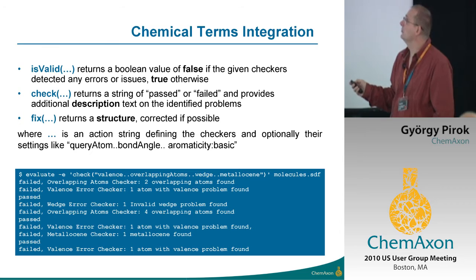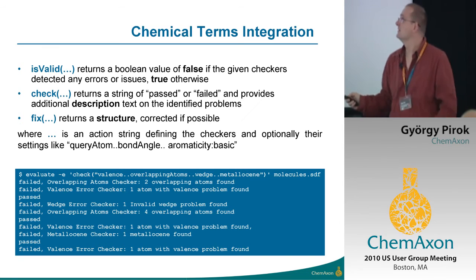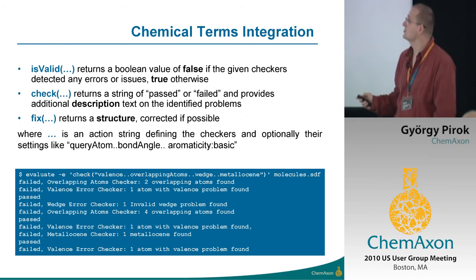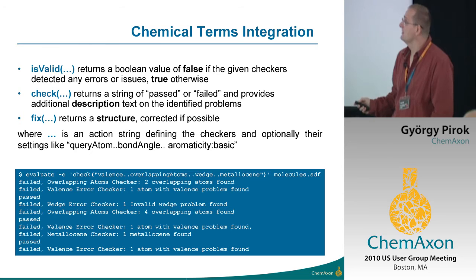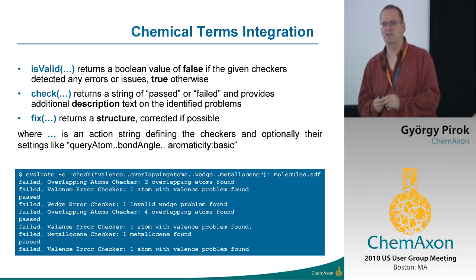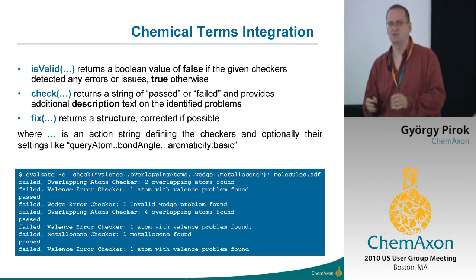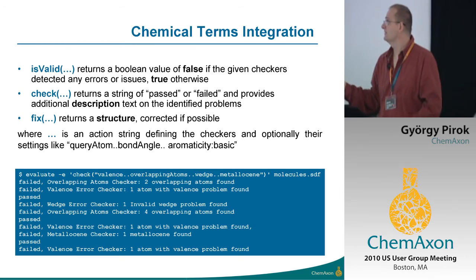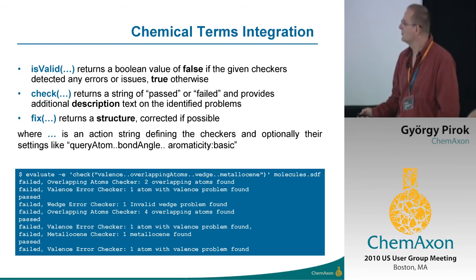Isvalid will give you true or false if a molecule has any problem. In the parentheses, you can have a specification of the error of the checkers, like query-atom, bond angle, or aromaticity check, and sometimes options like basic aromaticity check. For each of these functions, this action string is the same. The check method will give you passed or failed as a string, and if the molecule is invalid, then there is a human readable description of the problem. Here you can see some; I ran this evaluate tool generating some reports.